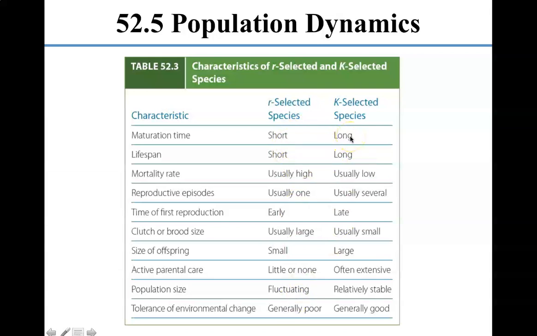K-selected species, a good example of this would be an elephant. It takes them a long time to mature. They live a long time. They don't die. Their mortality rate is low. Usually they've got like a type 1 survivorship curve. They don't reproduce until they're older. They have a small number of offspring, but they produce large offspring and they have lots of parental care. So again, different species are going to produce using different life history characteristics, and they kind of come in these two general categories of R selected and K selected.